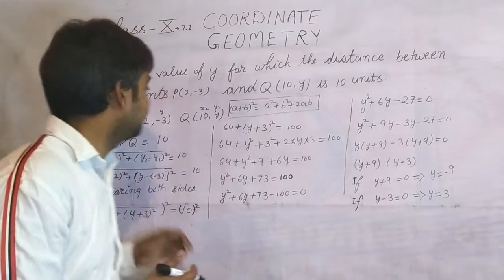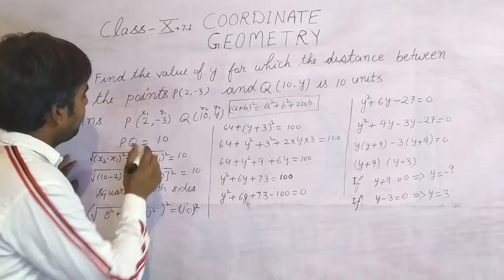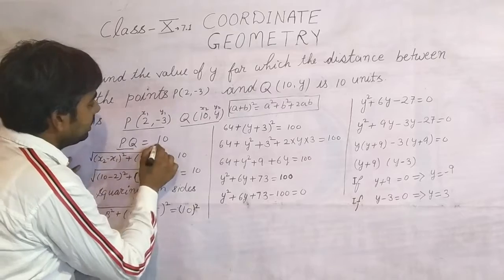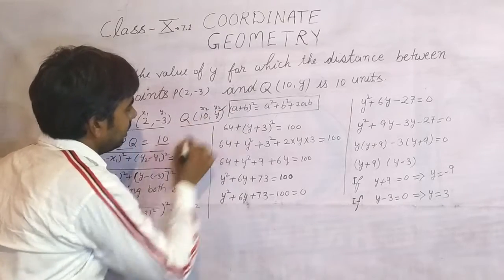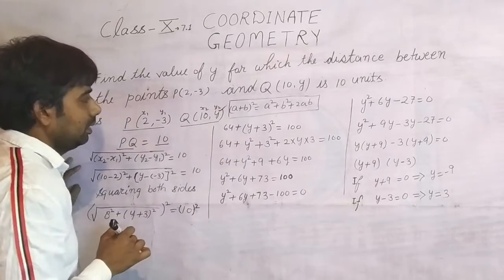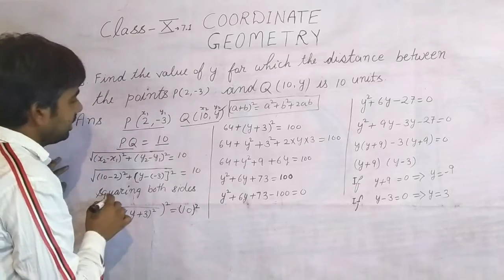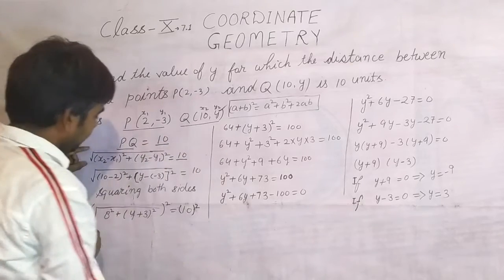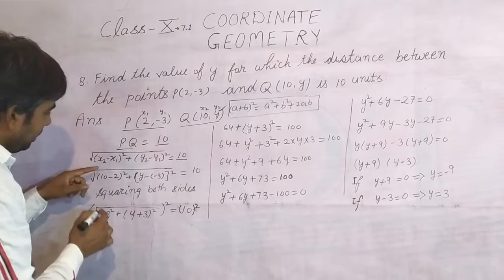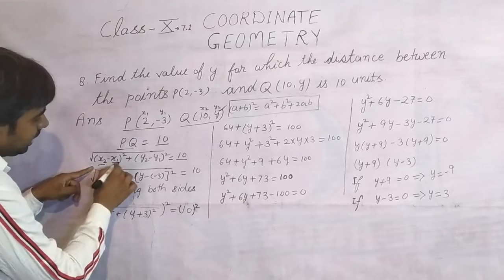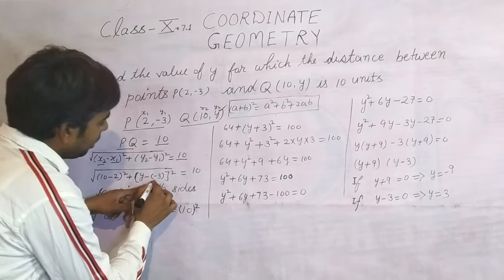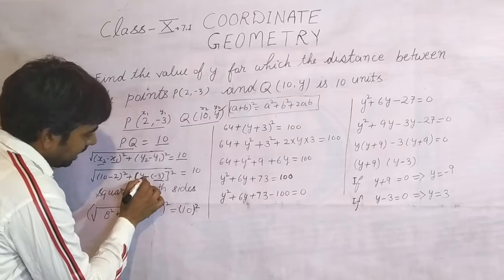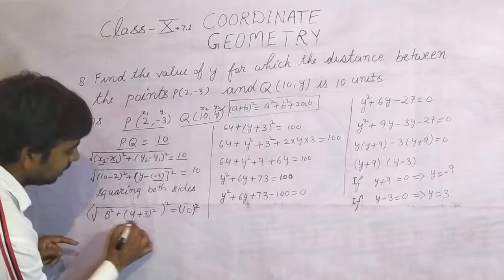Let me explain. We are given the point P and point Q, and PQ is 10 units. This y which is in Q, we are required to find out. Let us write down the formula of distance. The distance formula is equal to 10 units. Putting the values x2, x1, y2, and y1, we have a minus here, so this minus will make this positive.